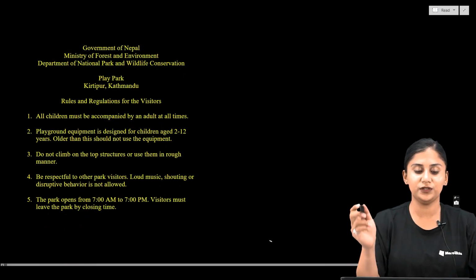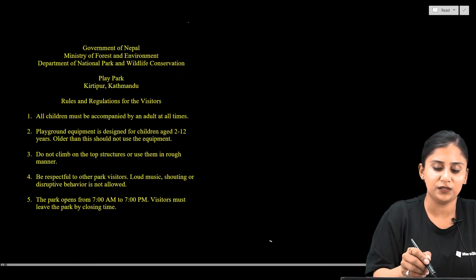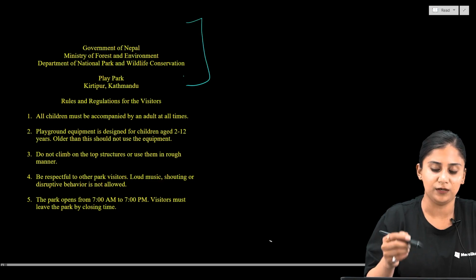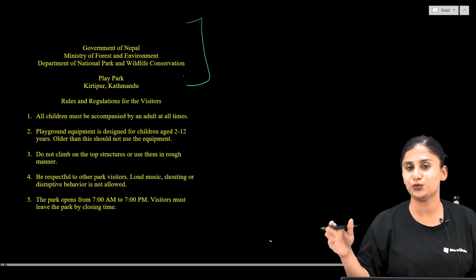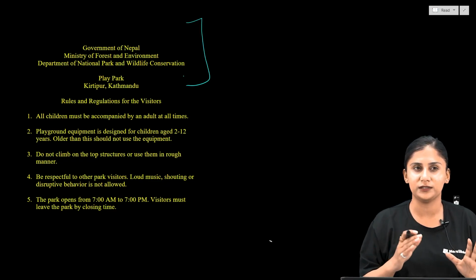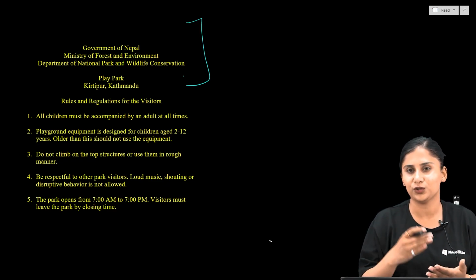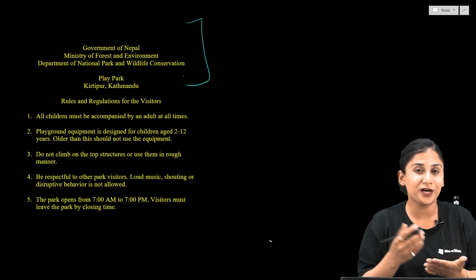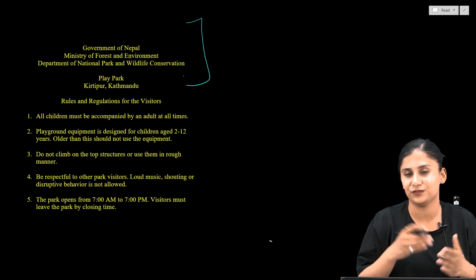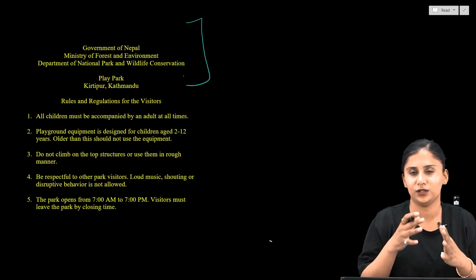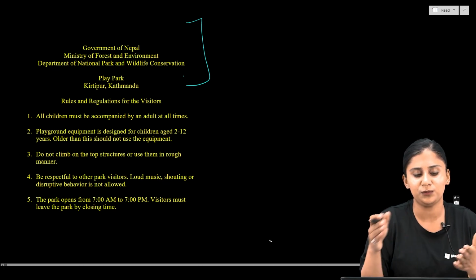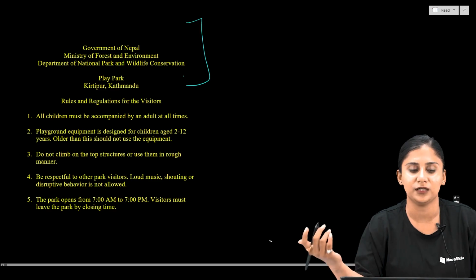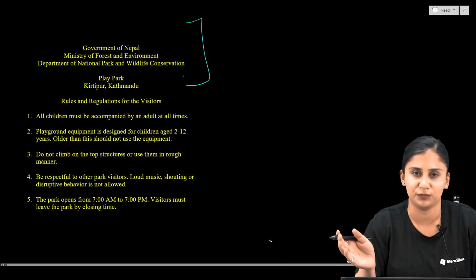So here, first of all, begin with the introduction of the park or the organization to which the park is associated. So of course, park refers to a public place. The park is a public place, so it's a public property. So public property is usually established by the government, right?